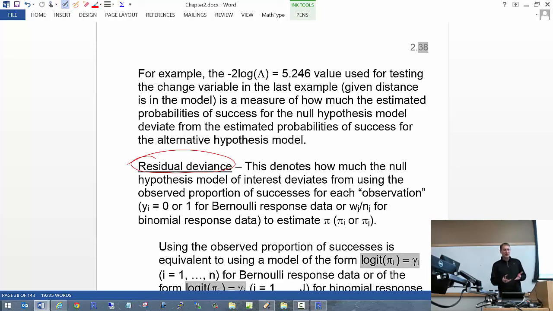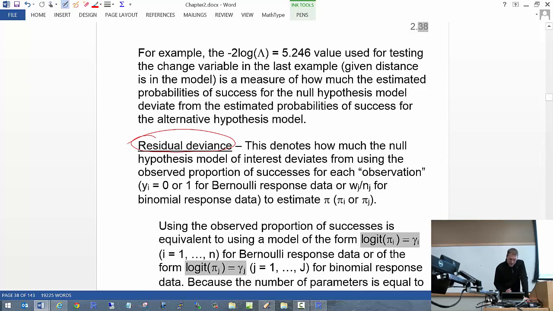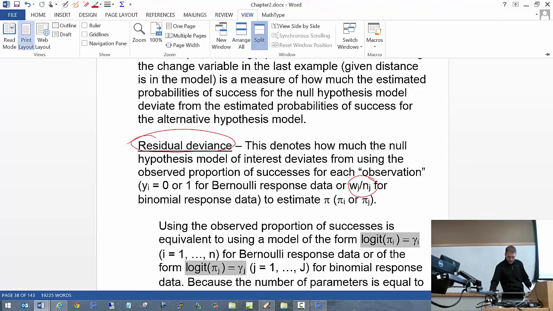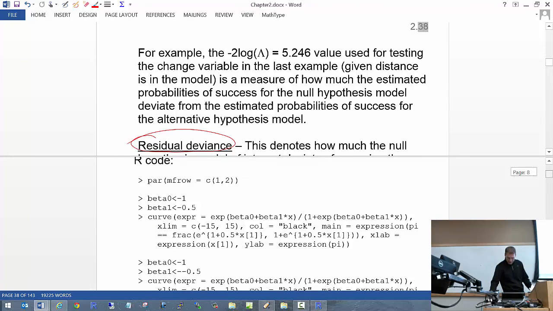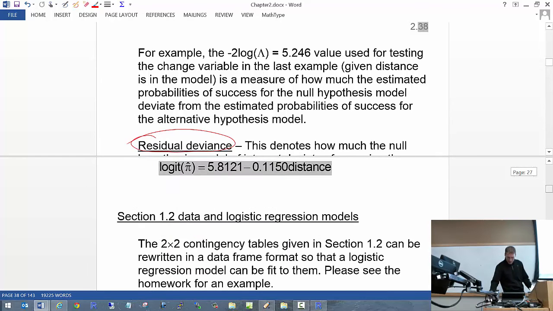I want to be very careful with my terminology so I don't screw you up here. Let me say it this way. You want to compare a model of interest, let's say a model that has just distance in it, to another model that is essentially using the observed proportion of successes for every distance. So let me go back here in my notes. Page 226, I'm going to do a split screen here. On the bottom will be page 226.